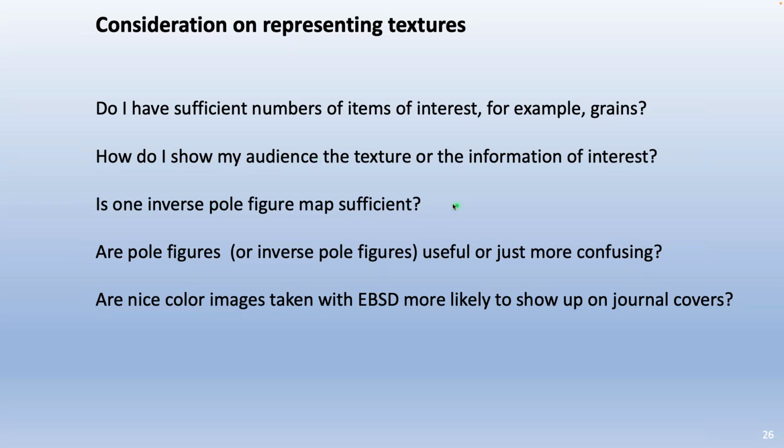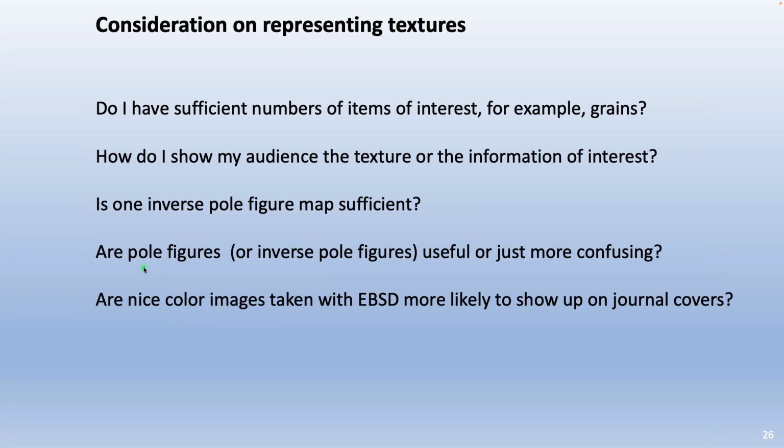Is one inverse pole figure map sufficient? I will argue that generally that's not true. I've seen many papers where one inverse pole figure map is included. It's a nice color image, but it provides no real data other than an idea of what the sectional grain size looks like. Are pole figures or inverse pole figures useful or just more confusing?